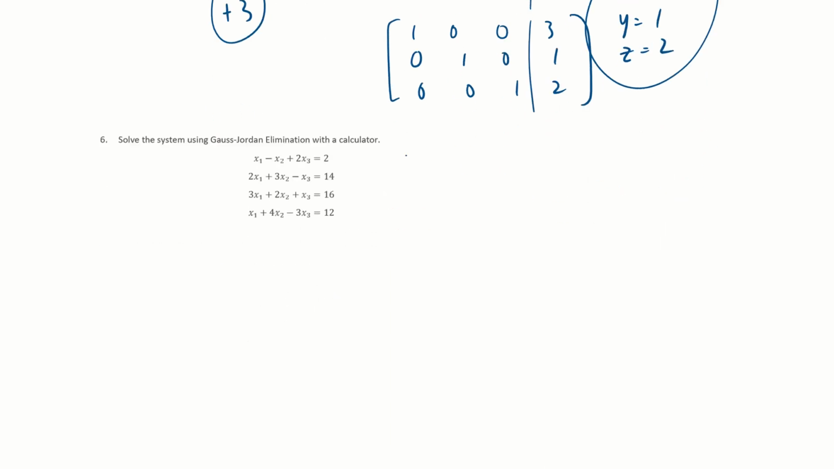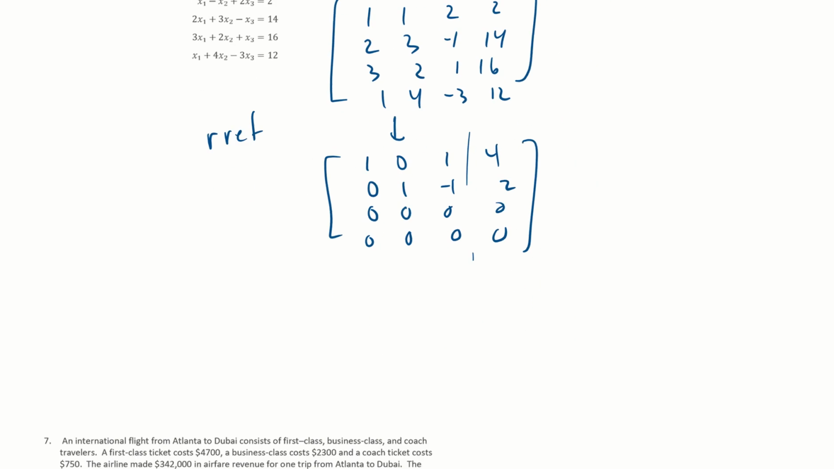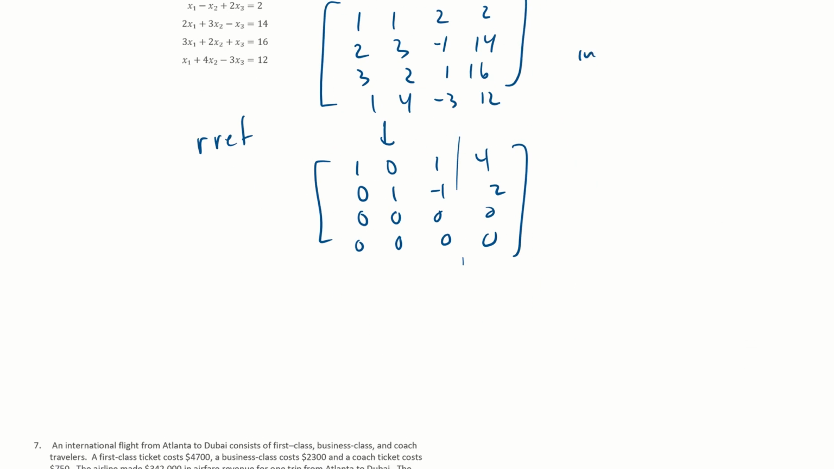Same thing on this one. You're going to put in 1, 1, 2, 2, 2, 3, negative 1, 14, 3, 2, 1, 16, 1, 4, negative 3, 12. And if you do RREF, that's what you're doing on both of these, you would end up with 1, 0, 1, 4, 0, 1, negative 1, 2, and a bunch of zeros on the last two. So what does that tell me? Well, that tells me there's infinitely many solutions.